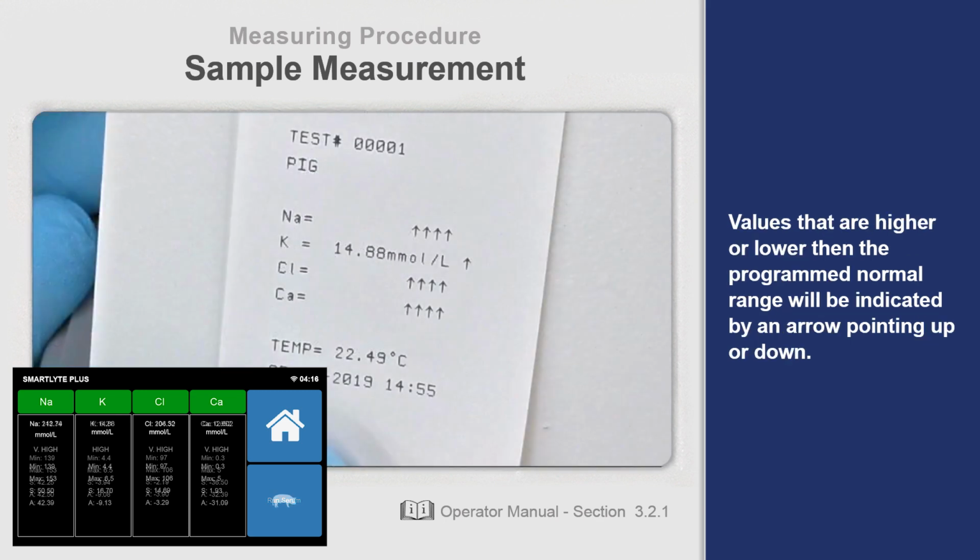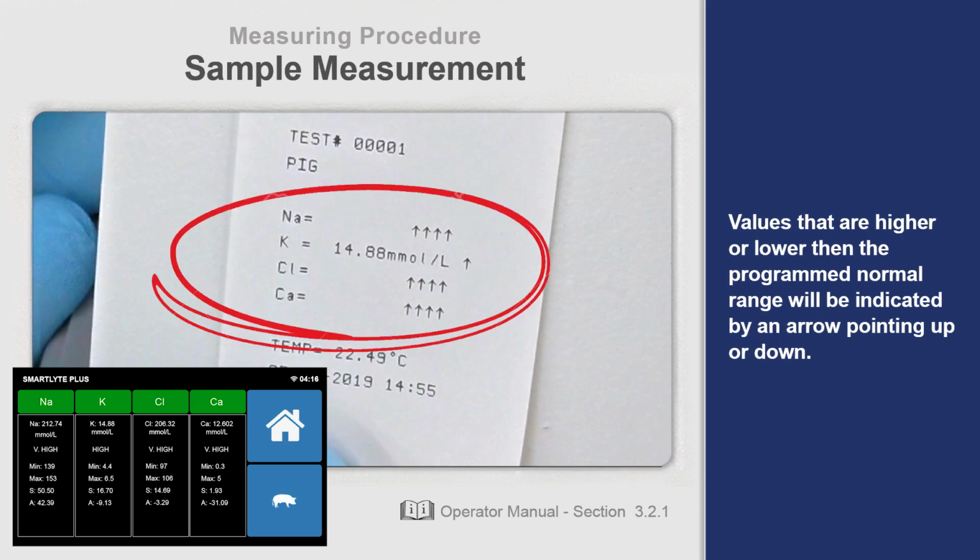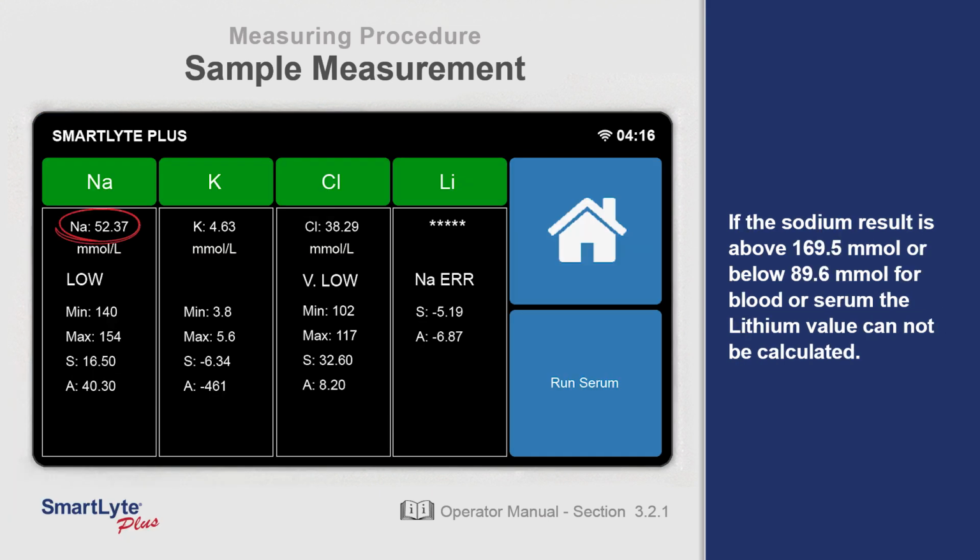Values that are higher or lower than the programmed normal range will be indicated by an arrow pointing up or down. If the sodium result is above 169.5 millimoles per liter or below 89.6 millimoles per liter for blood or serum, the lithium value cannot be calculated.